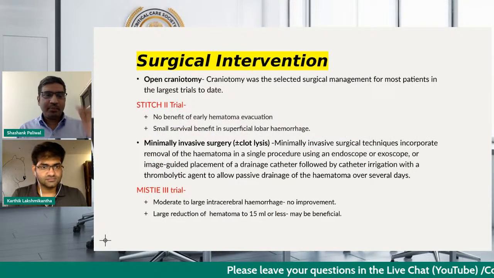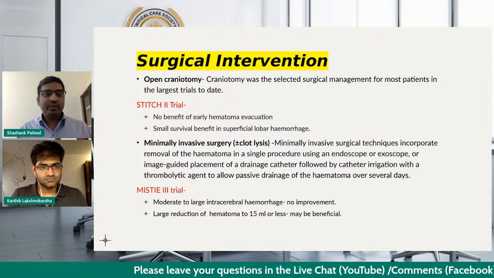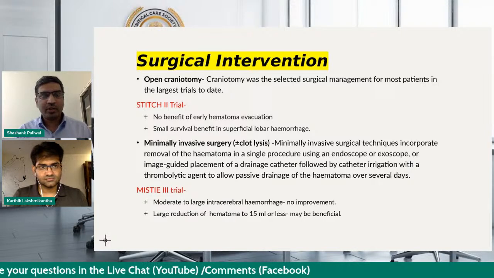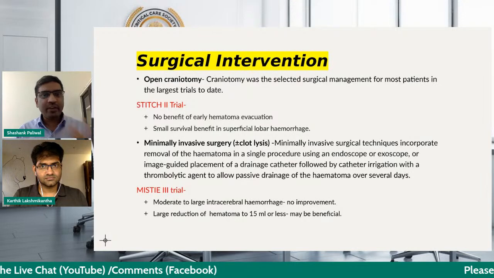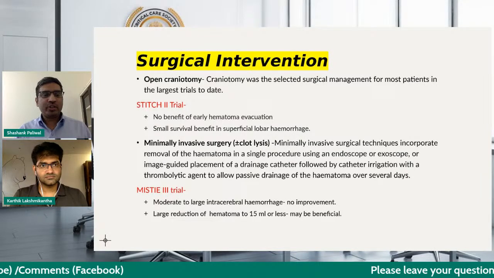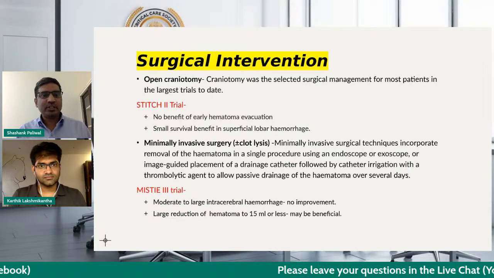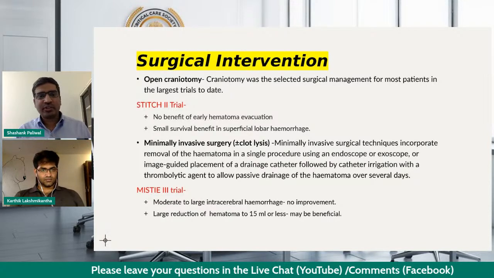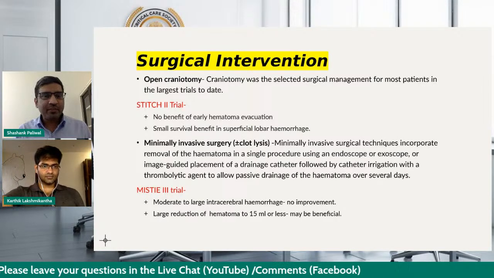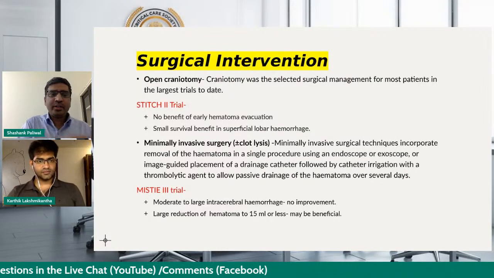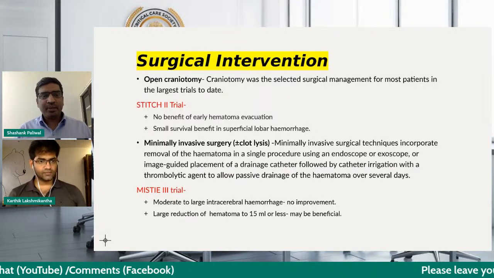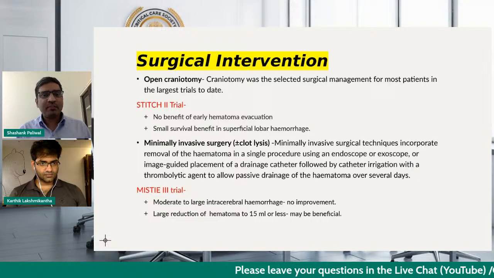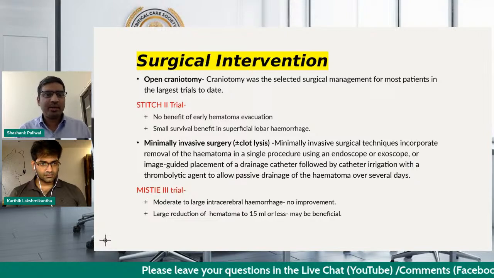Coming to after the hematoma is contained, we have learned the management of not allowing the hematoma to expand, and now evacuation of the hematoma. That can be done through surgical interventions. A large trial, the STICH trial, has shown there is no benefit of early hematoma evacuation in case of superficial hemorrhages. However, the same trial has said that small survival benefits in superficial lobar hemorrhages are seen.